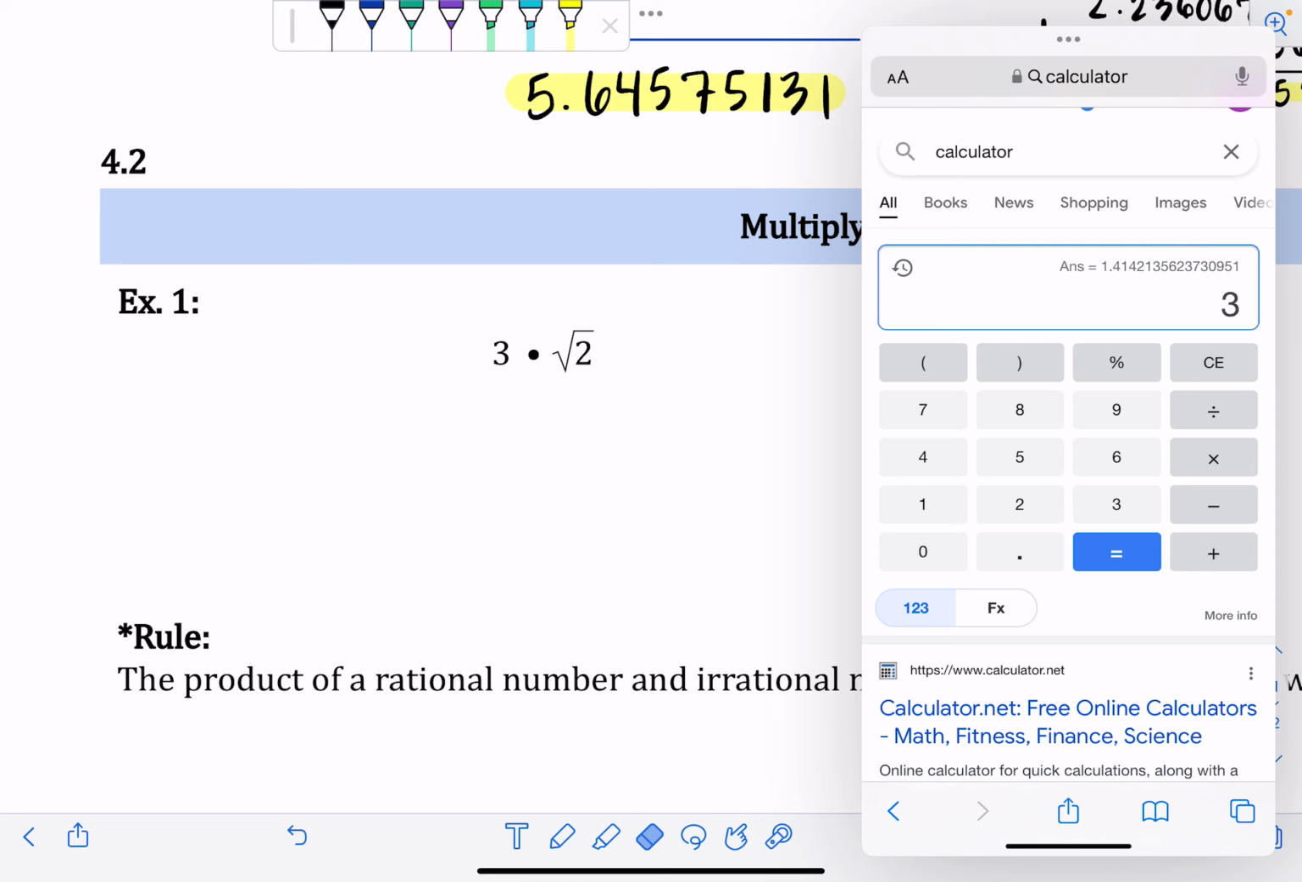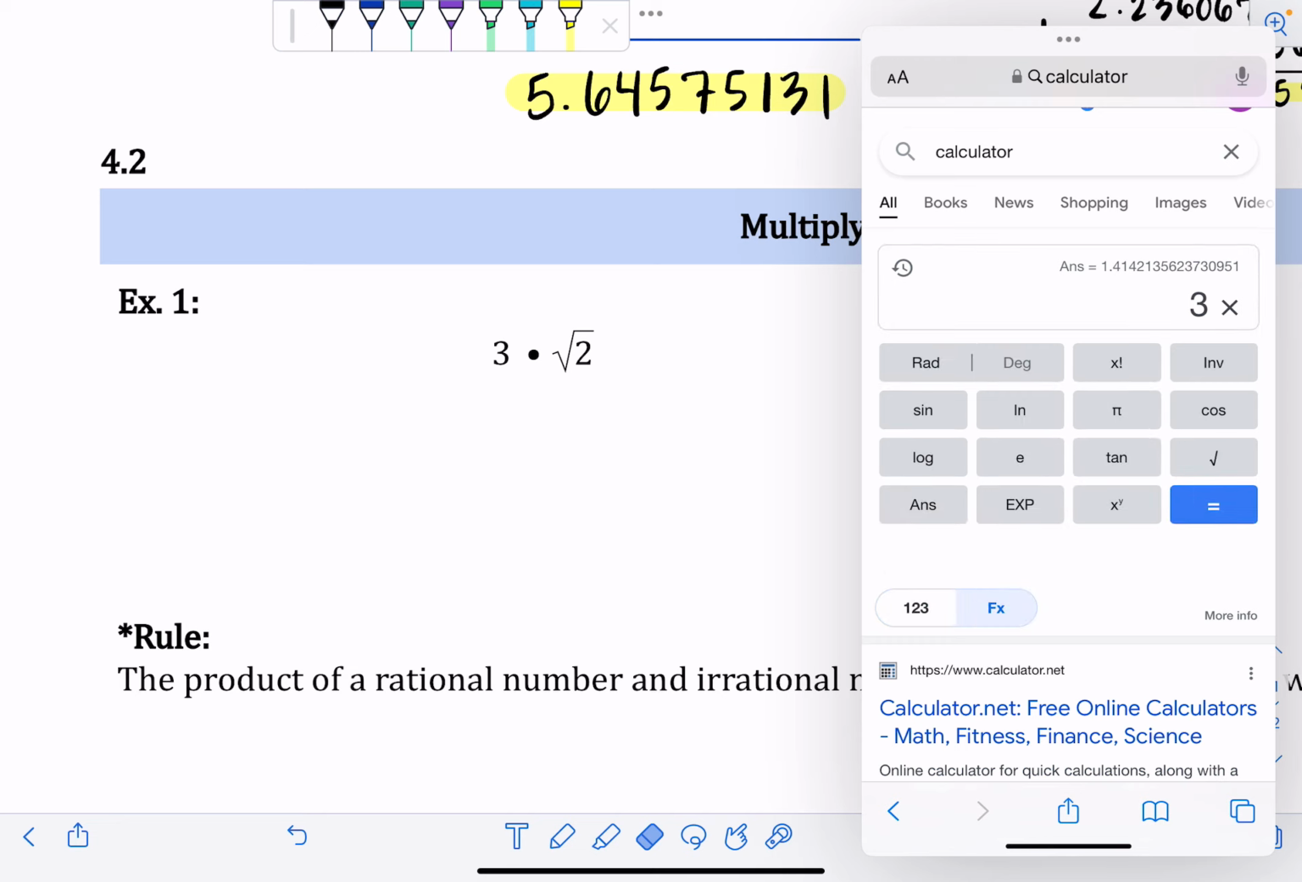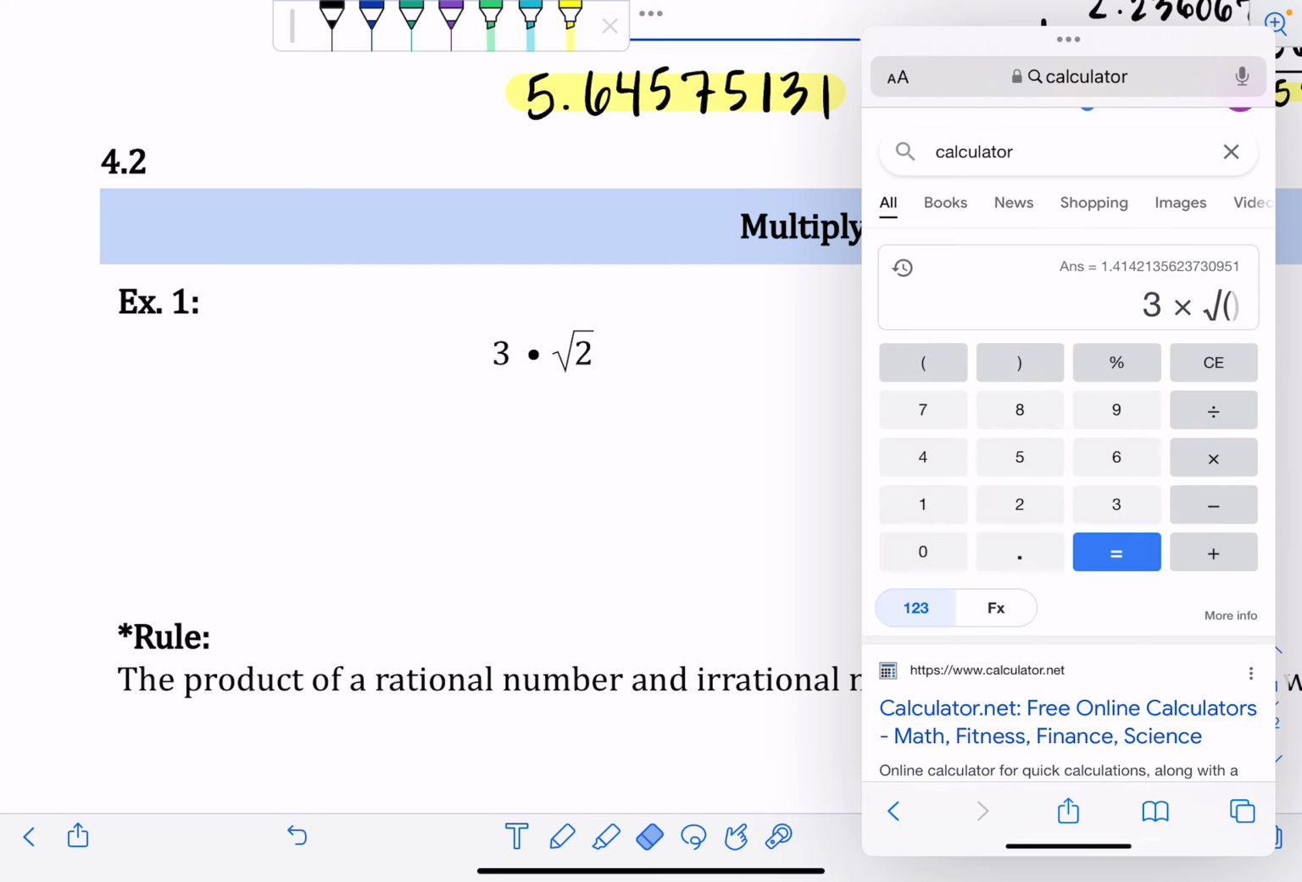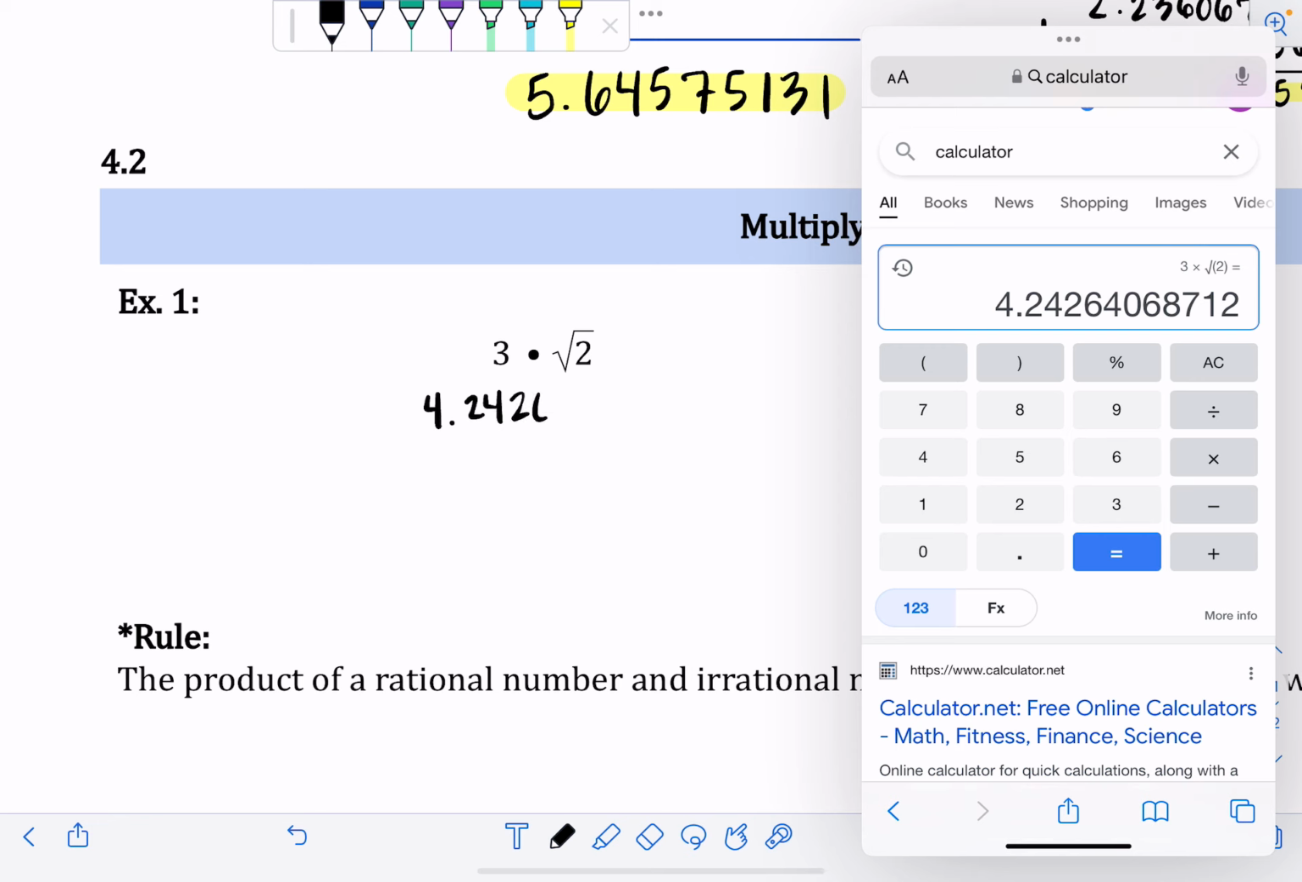So I can just do 3 and then times. I don't think you technically have to type in the times if you're just typing the radical next, but it's better safe than sorry. So 3 times the square root, so hit the radical of 2 and then enter. So it is 4.24264068712, and then I'm going to round to 8 decimal places. So this is my 8th place, so I have to look at my 9th place, and then the 7 rounds this up to a 9. So it would be 4.24264069.